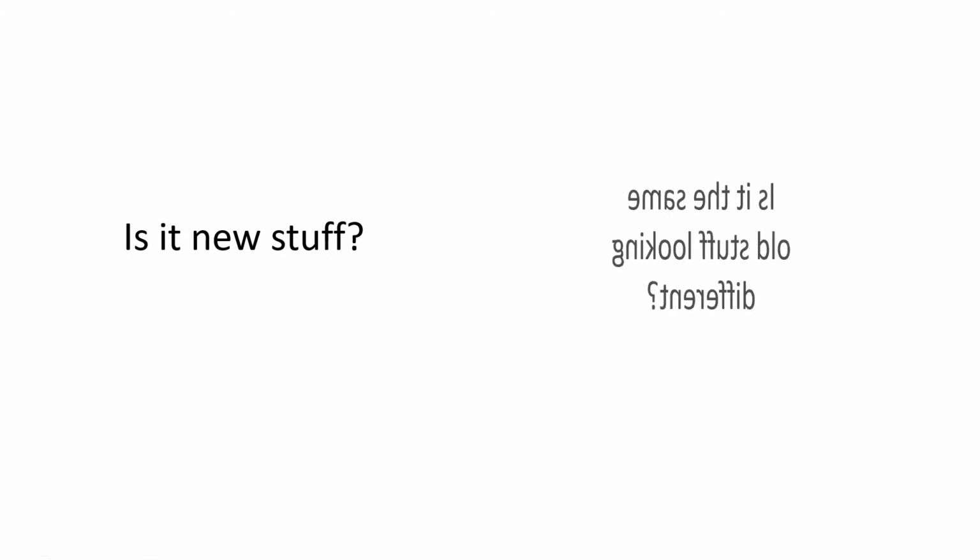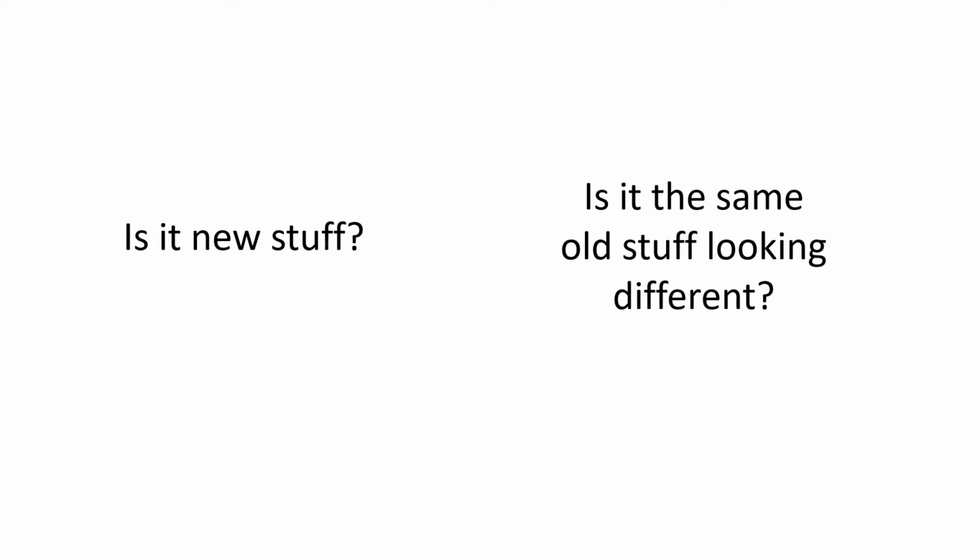The best way to determine if you are seeing a physical or a chemical property is to ask yourself, is it new stuff? Or is it the same old stuff looking different? If you can only notice this property by changing the substance's chemical identity, then it is a chemical property. If you can observe that property of a substance without subjecting it to a chemical change, then it is a physical property. Let's discuss some examples of physical and chemical properties in greater detail.